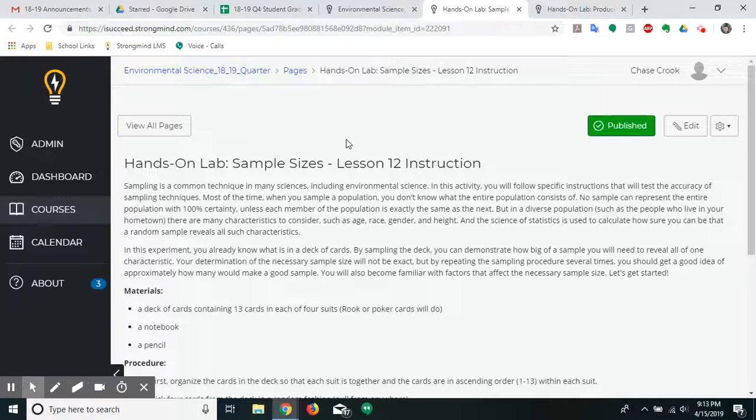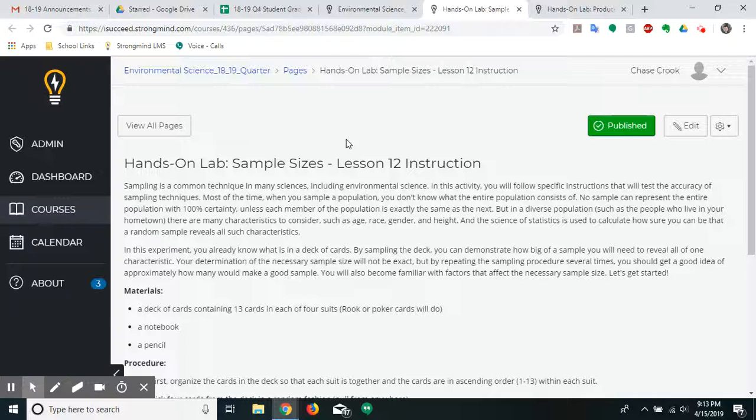The biggest thing is, if you could leave this with one big idea, it's that the bigger the sample size, the more accurate our data is, and the closer our data is to each other, the more statistically significant it is as well. Okay, and so this lab will go through this.